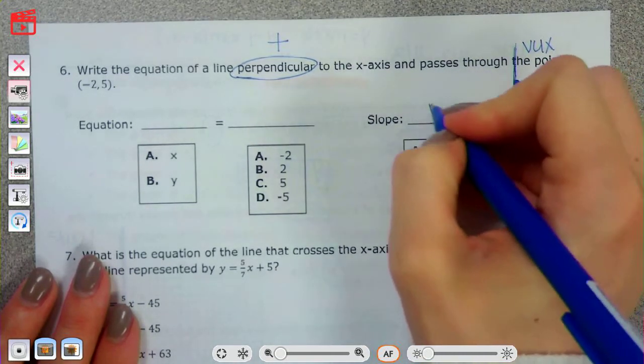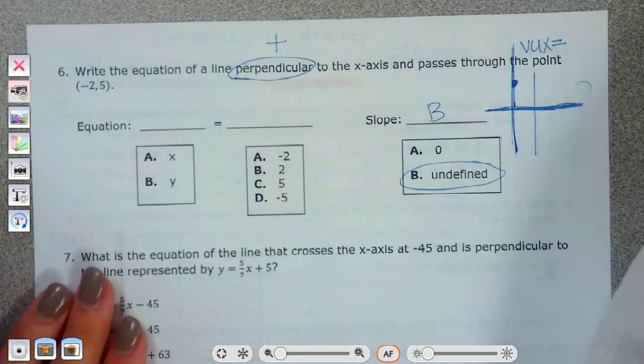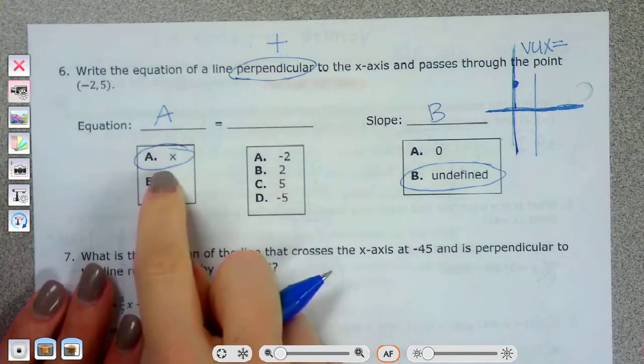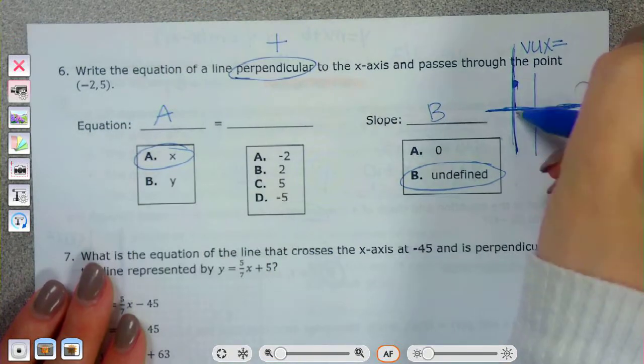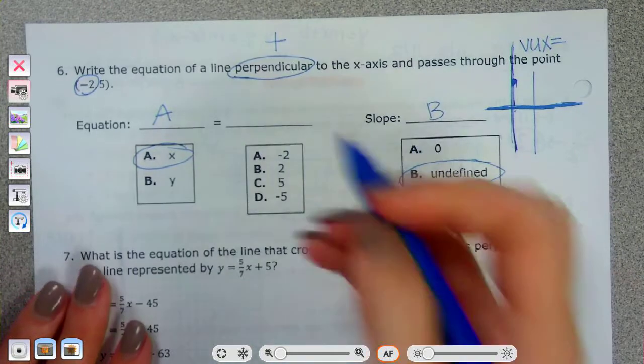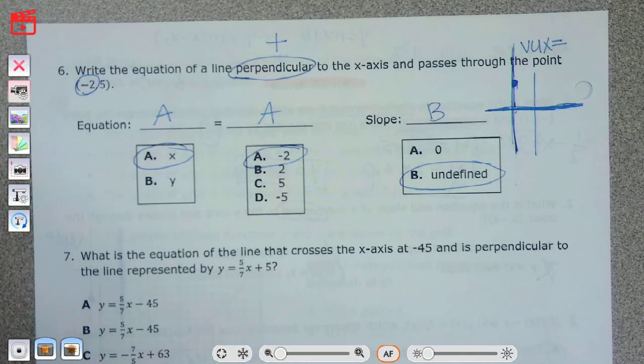So this is going to be the letter B. And then it is an x equals equation. So we can go ahead and that'll be A for an x. And then it is at negative 2. Well, what's your x value in this point? It is also negative 2. So it is also A.